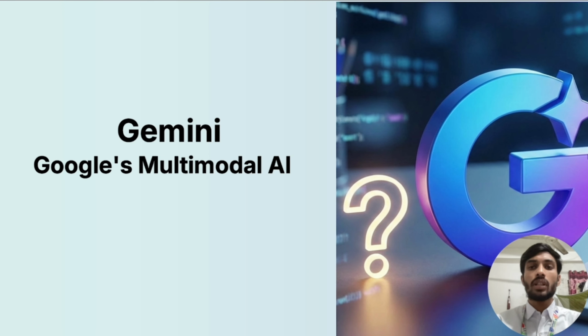Today we are going to explore Gemini, a powerful large language model, LLM, developed by Google. Gemini is designed to understand and generate human-like text, images, and even videos.